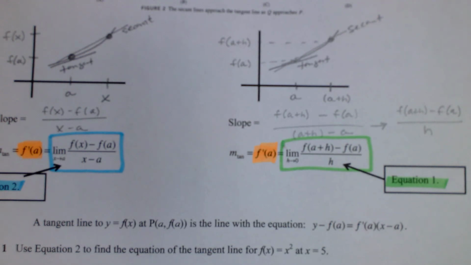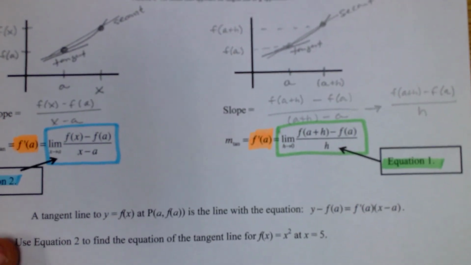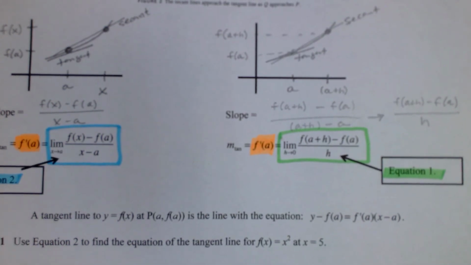All right, so I want you to take a second and read through the statement that's here about a tangent line. A tangent line, y equals f of x, at this point, is a line with the following equation. And we're going to break that statement down. Take it, read through it. You need to practice reading the math language on your own, seeing if you understand it. And then we're going to connect it to what we already know.